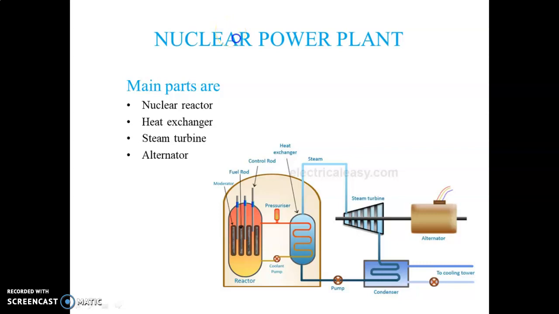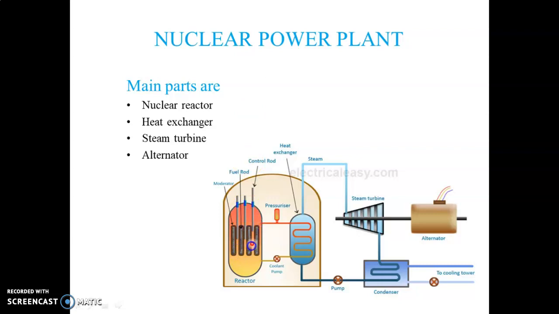In this video, I will explain the layout and operation of a nuclear power plant, one of the methods to produce electricity from nuclear energy. The main parts of a nuclear power plant are the nuclear reactor, heat exchanger, steam turbine, and alternator. These four elements are the main components of a nuclear power plant.